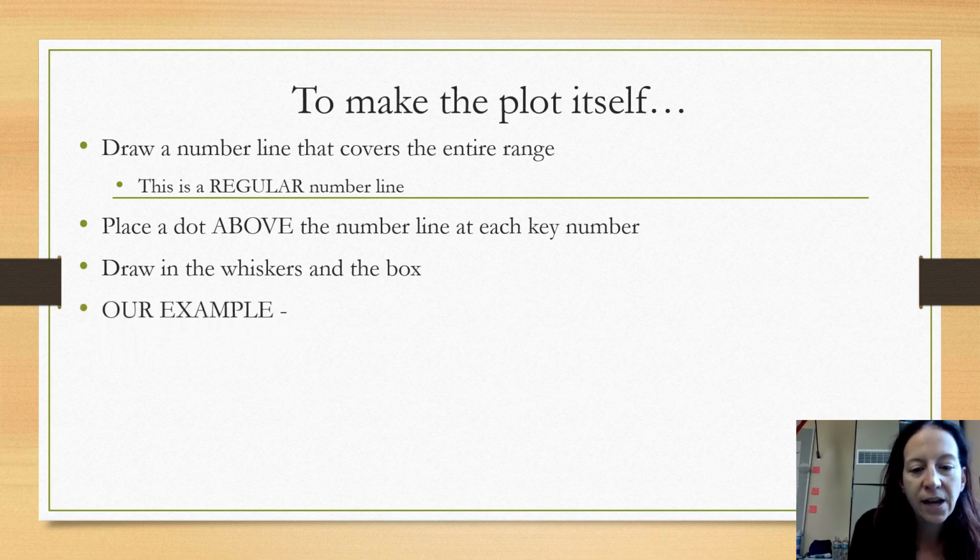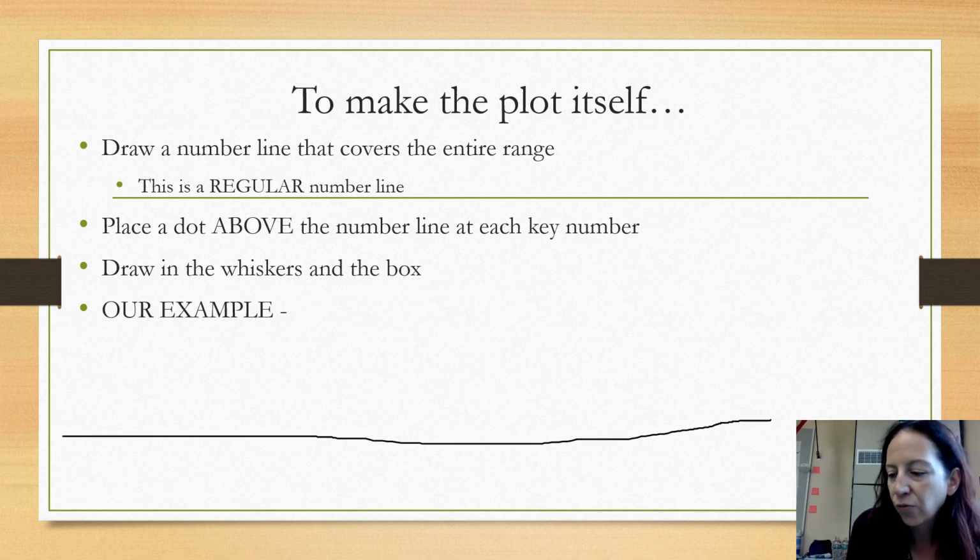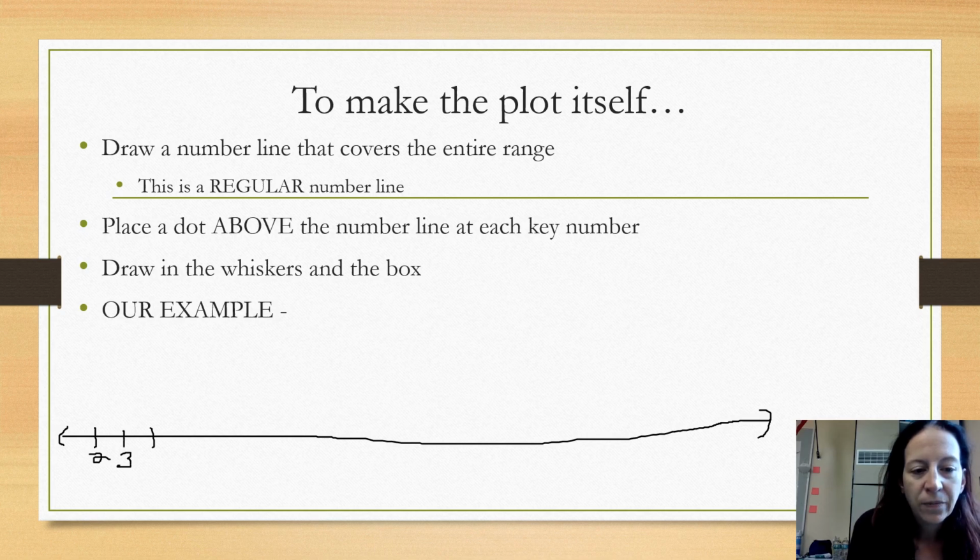So for our example, we had data ranging from 3 all the way up to 20. So I'm going to start my number line. I'm going to start it at 2 just to give myself a little bit of space. 4, 5, 6.